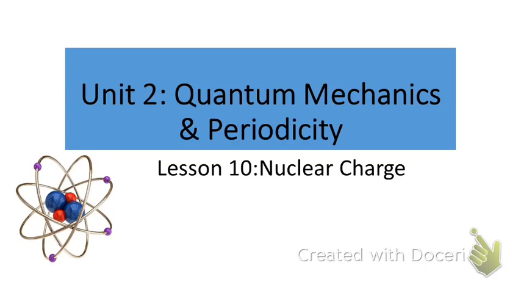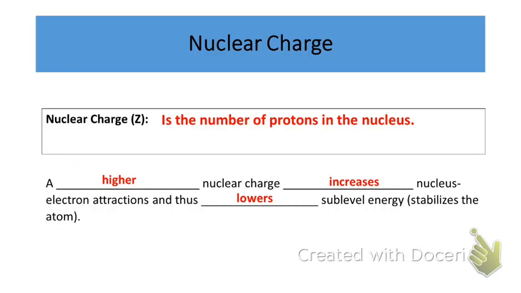Alright, let's get started with Lesson 10, Nuclear Charge. For the remainder of this unit, we are going to be focusing on applying quantum mechanics and Coulomb's law to periodic principles, as we will see in the following lessons. In this lesson, we are going to focus on the nuclear charge and what it is, and how the nuclear charge affects the valence electrons in that valence electron shell.